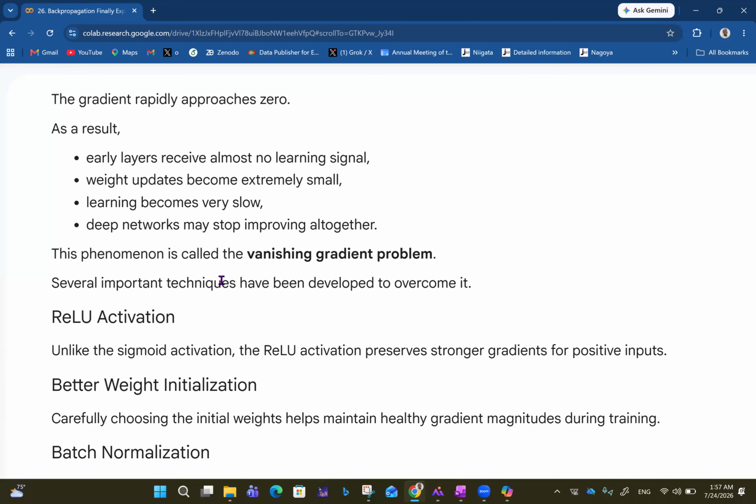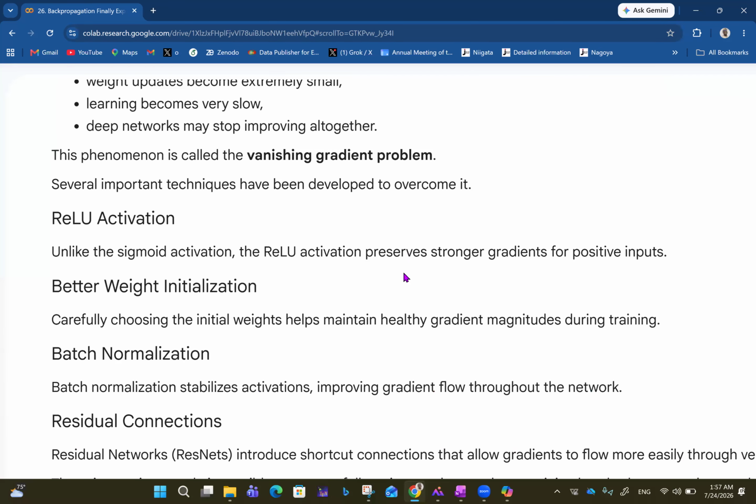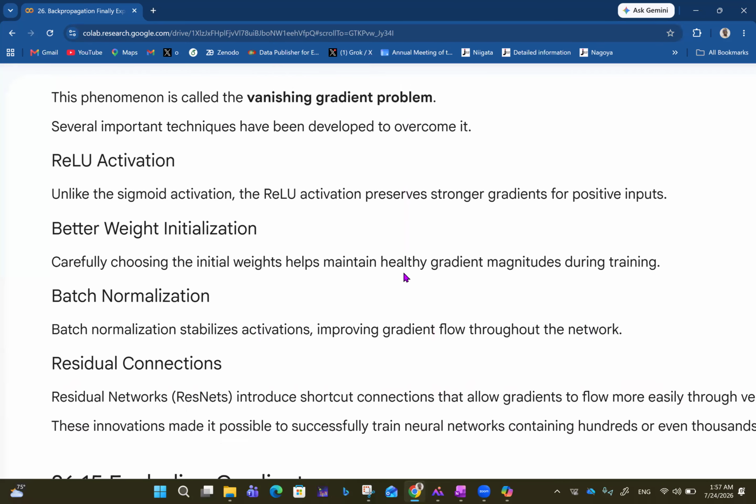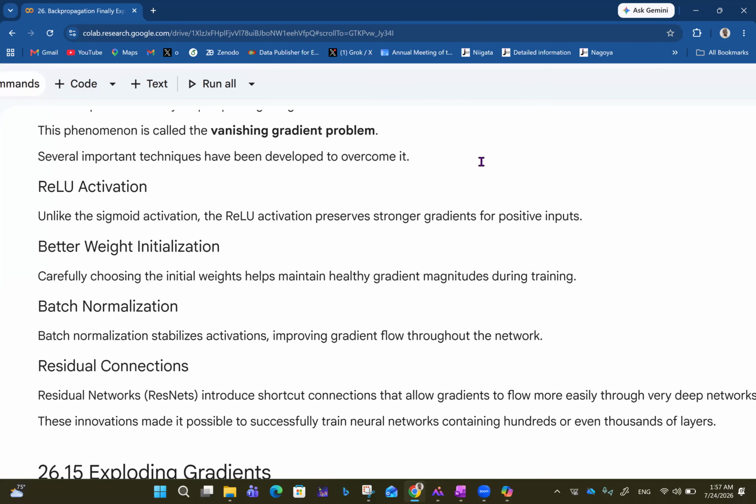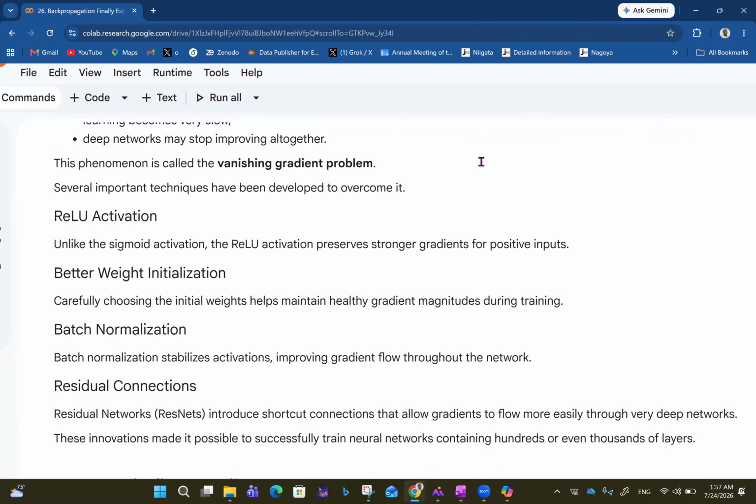This phenomenon is called the vanishing gradient problem, and several important techniques have been developed to overcome it. That's why we have things like ReLU activation. Unlike the sigmoid function, the ReLU activation preserves stronger gradients for positive inputs. That way it's just discriminating between whether the value you have is zero or something more than zero, right? Then you can also have better weight initialization. Carefully choosing the initial weights helps maintain healthy gradient magnitudes during training.